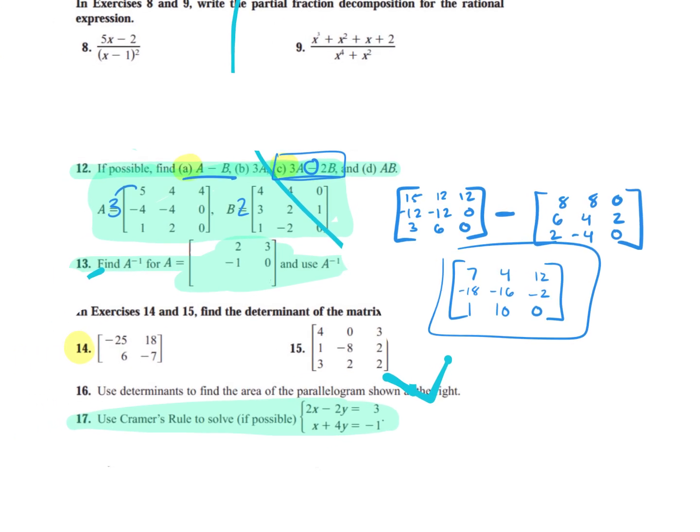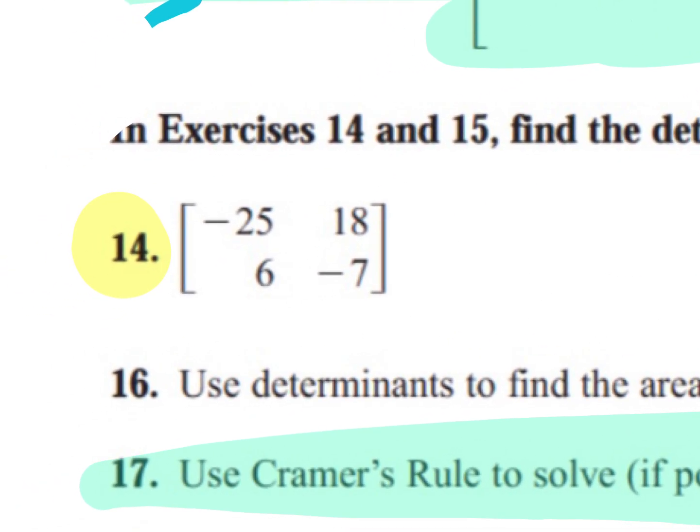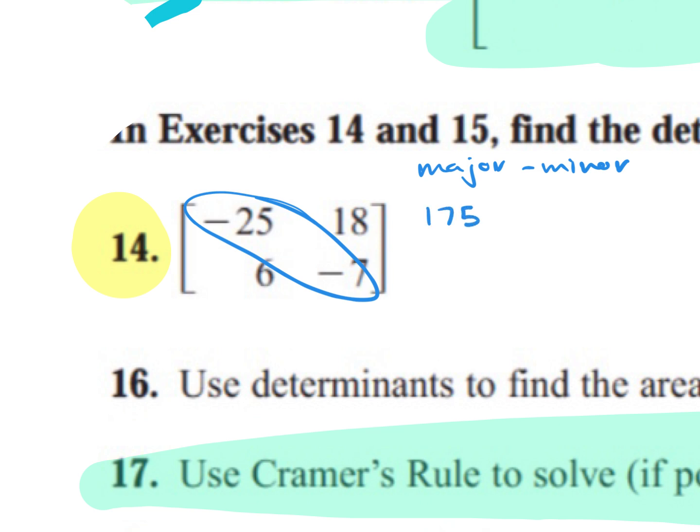Any questions here? Next, let's find the determinant of a 2 by 2. Determinant is major minus minor. So major starts up at the top. Negative 25 times negative 7 would be 175. Minus 6 times 18, which would be 108. So 175 minus 108 would be 67. So our determinant is 67.